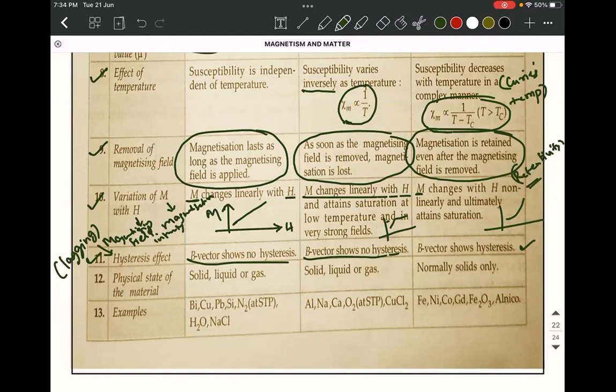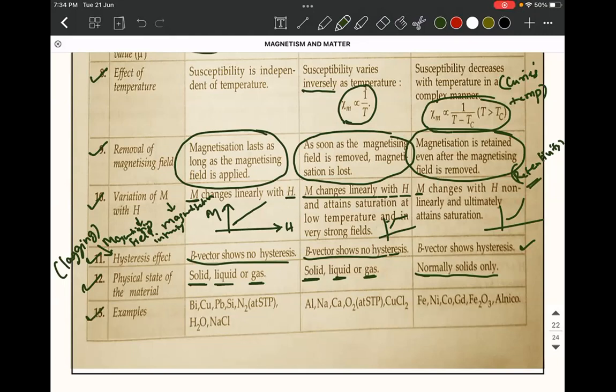The last property of all is the physical state of the material. A diamagnetic substance can be a solid, liquid, or gas. A paramagnetic substance can also be a solid, liquid, or gas. And a ferromagnetic substance is normally solid only, because we talk about iron; they are normally solids only.